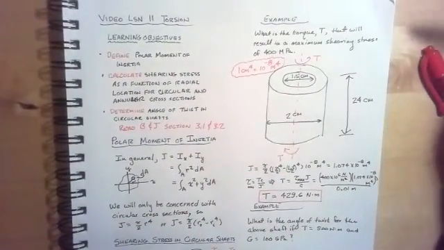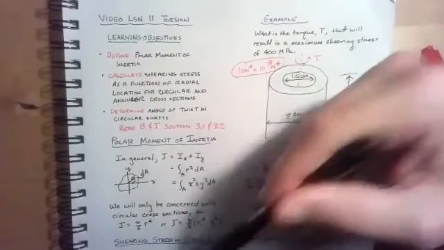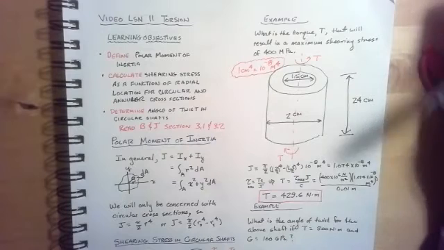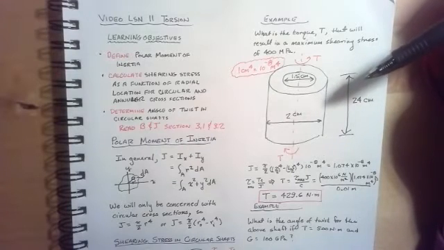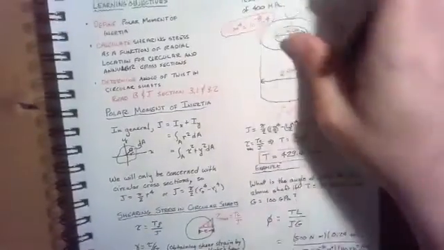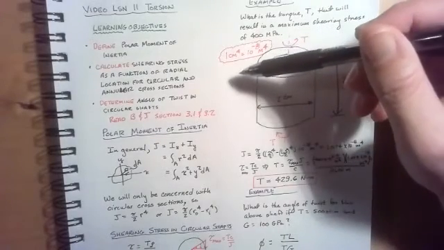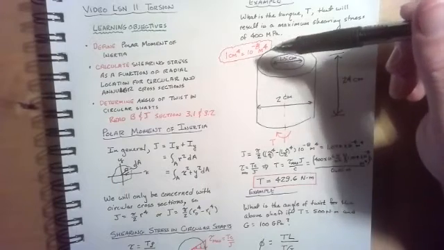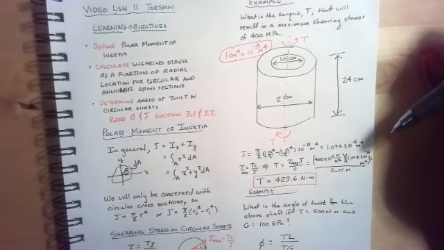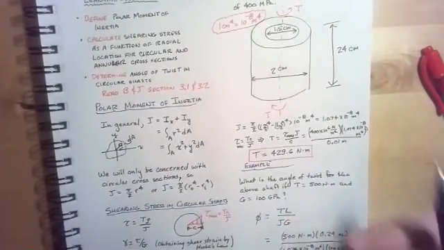So as an example of how we would apply the torsion formulas, let's figure out what the torque T would have to be to result in a maximum shearing stress of 400 megapascals. Now, one handy unit conversion that you may or may not have thought about is 1 centimeter to the fourth is equal to 10 to the negative 8 meters to the fourth. And I wanted to put that out there before I did any arithmetic with J.